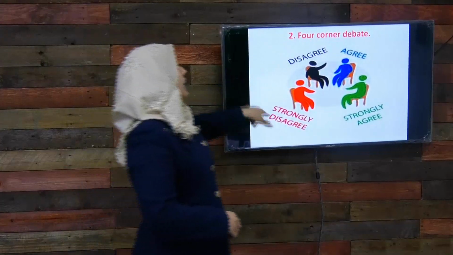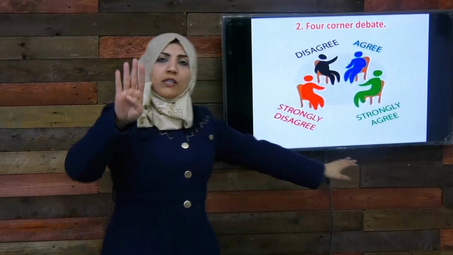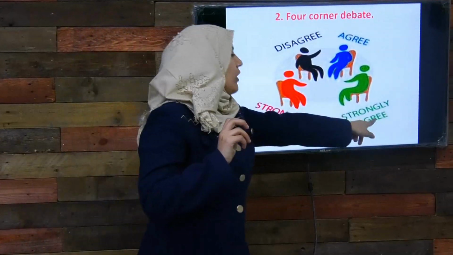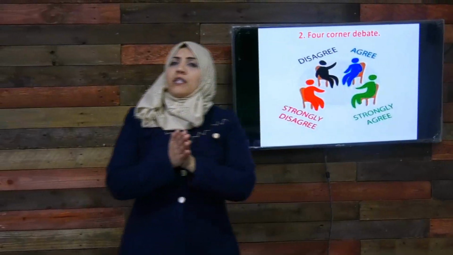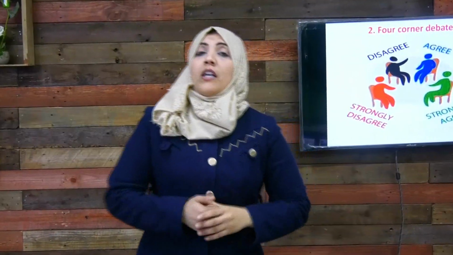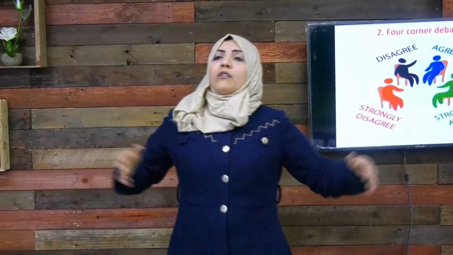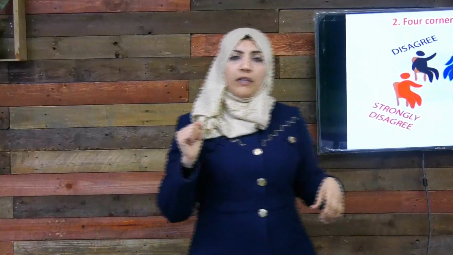In this debate, as we can see here, the teacher divides the class into 4 corners with the labels of agree, disagree, strongly agree, and strongly disagree. The teacher presents a topic to be discussed inside the classroom, just like computers should replace teachers. The teacher asks the students to stand up, to move around, and go to the corner of the classroom that fits their opinion on the topic.